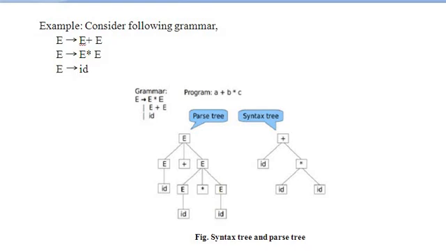In the parse tree, start with the grammar production. According to your input string, you have to choose the grammar. Here first I choose E gives E plus E. Then after that, E gives E star E. Then E gives ID, E gives ID, and E gives ID. So now you can find ID plus ID into ID. So this is your parse tree and this is your syntax tree.